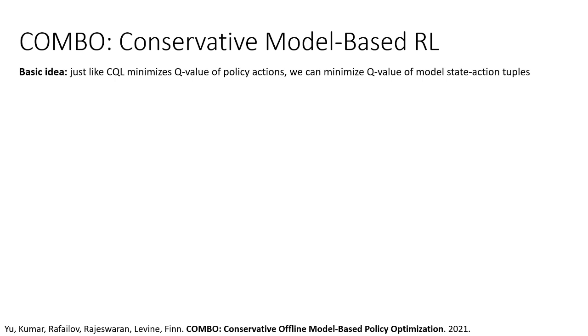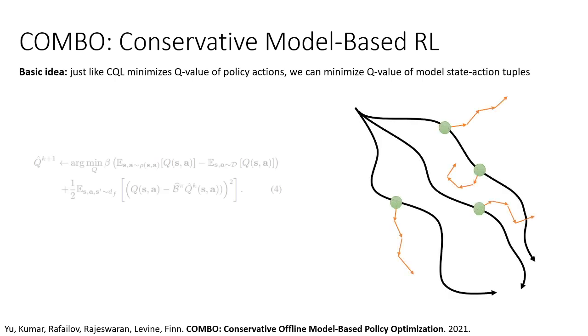There's a more evolved version of this idea where we can actually apply a CQL-like principle to model-based offline RL. That's a newer algorithm called COMBO. The basic idea behind COMBO is just like CQL minimizes Q values of policy actions, we can minimize Q values of model state action tuples. So here's our Dyna picture again, and we're going to have a loss function for our critic that looks very similar to the CQL loss from before, where we're minimizing Bellman error, but now we're going to be using data from the model to do this, so it's a Dyna style method.